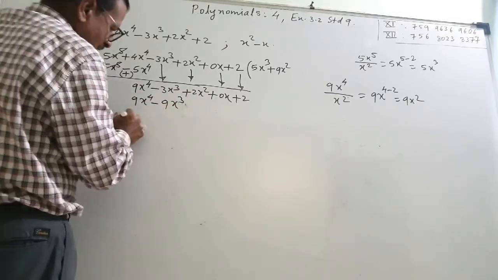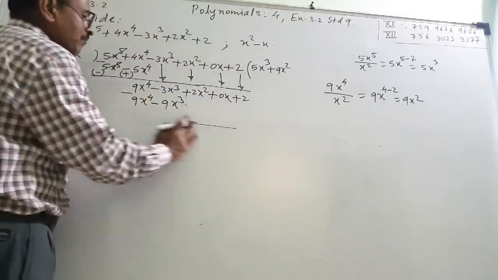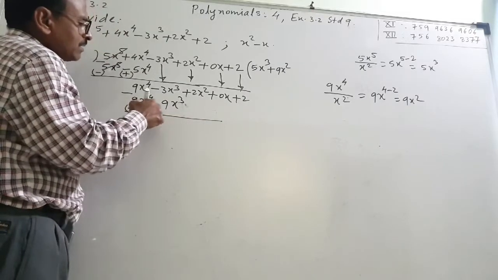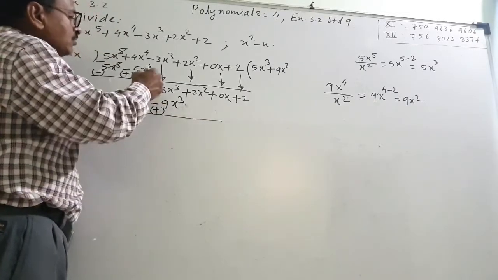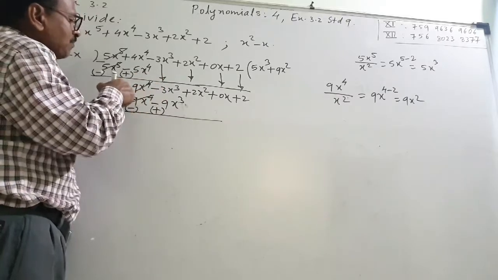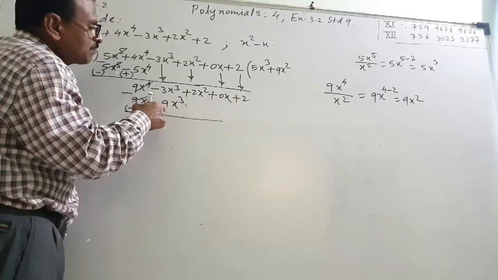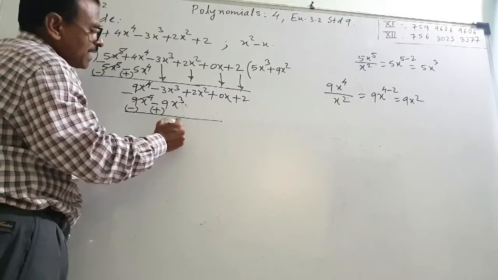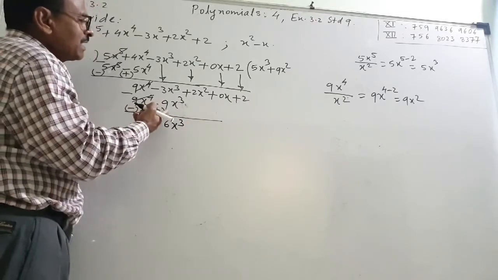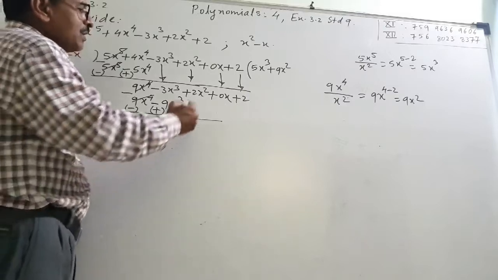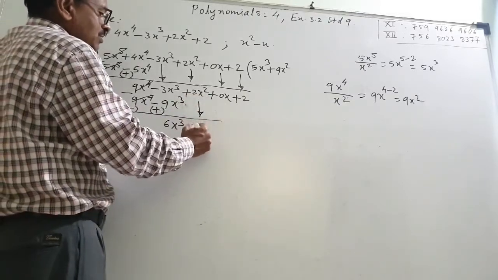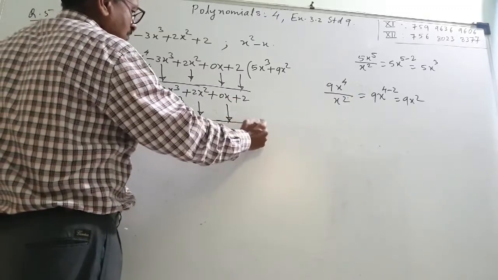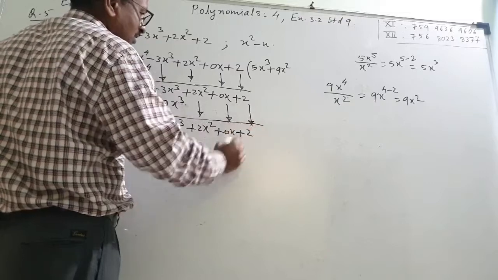This is over. I will write the minus sign and change this sign. This is plus, it will become minus. This is minus, it will become plus. So these are same with opposite sign, plus and this is minus. Now this is plus 9x cube. This is minus 3x cube. So this will be 6x cube. So it is actually 9x cube minus 3x cube, 6x cube. Take this down. Plus 2x square. Plus 0x plus 2. Take all this down.